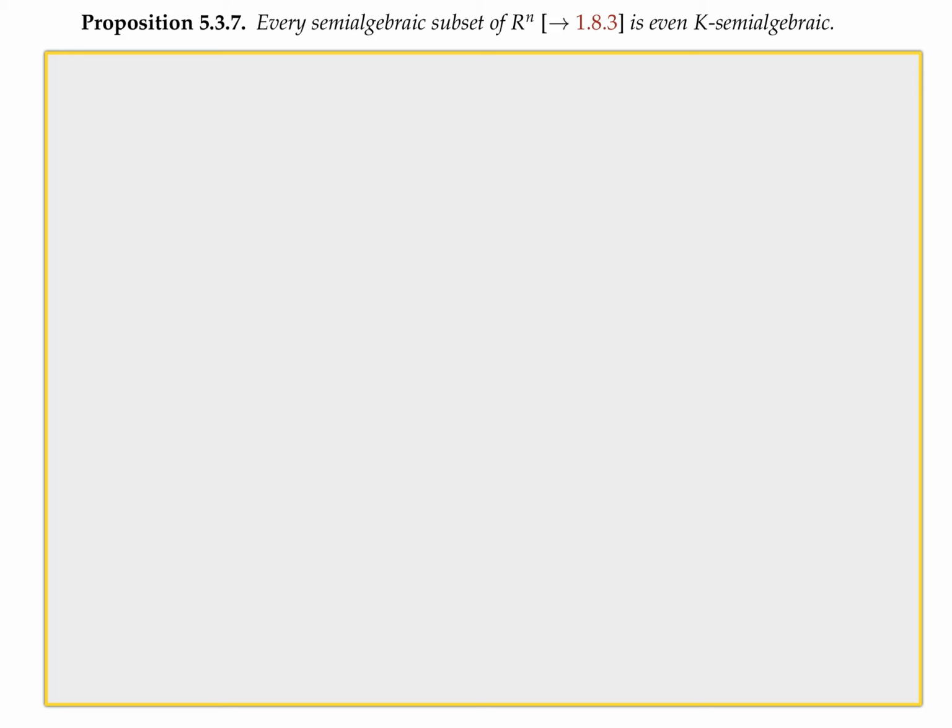Okay, so every semi-algebraic subset of R to the n. So remember that K with less than or equal was an ordered field, and R was its real closure. Right? Okay, so every semi-algebraic subset of R to the n, that is, an R-semi-algebraic subset, so it's defined by polynomials with coefficients from R, is even K-semi-algebraic. That means it's even defined by polynomials with coefficients over K.